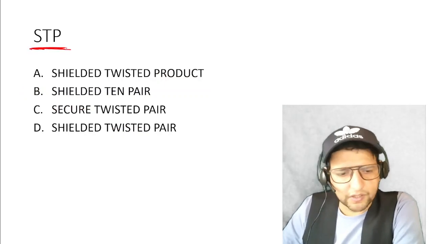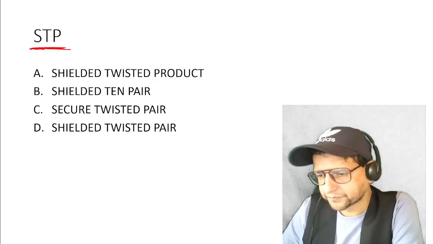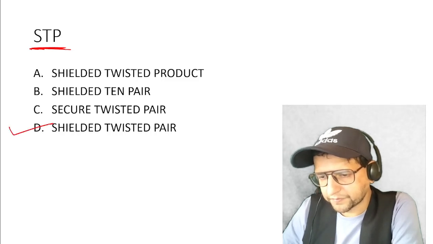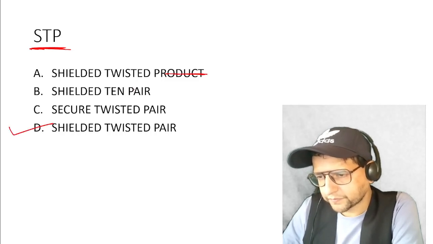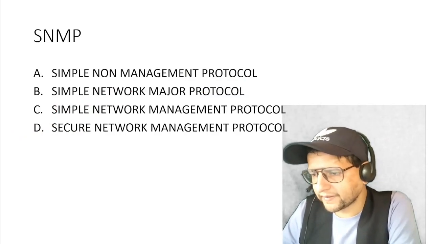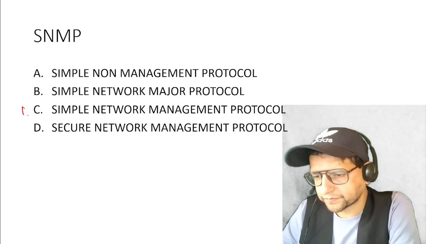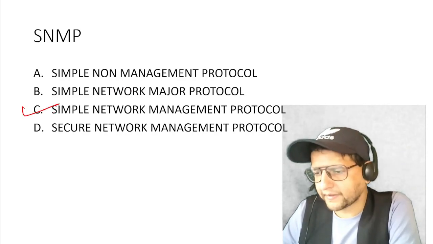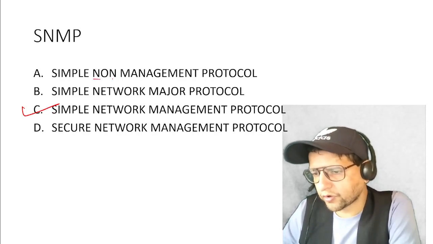STP is your shielded twisted pair. Shielded twisted pair. It is not your product, it is not 10 pair, it's not secure. SNMP is your simple network management protocol. Simple network management protocol. It is not known, it is not major, it is not secure.